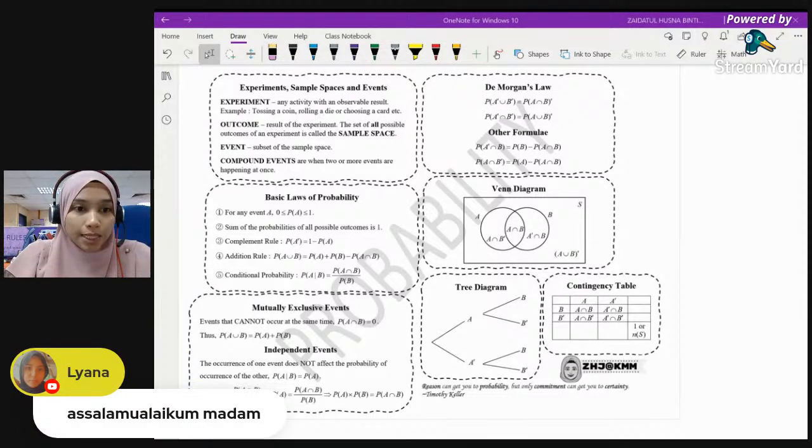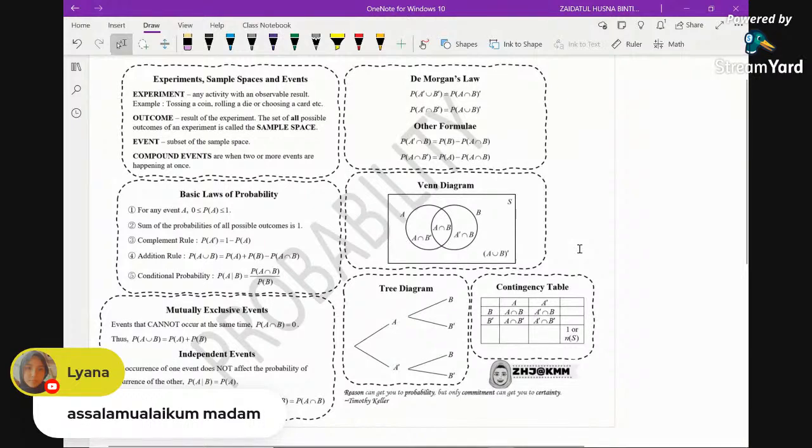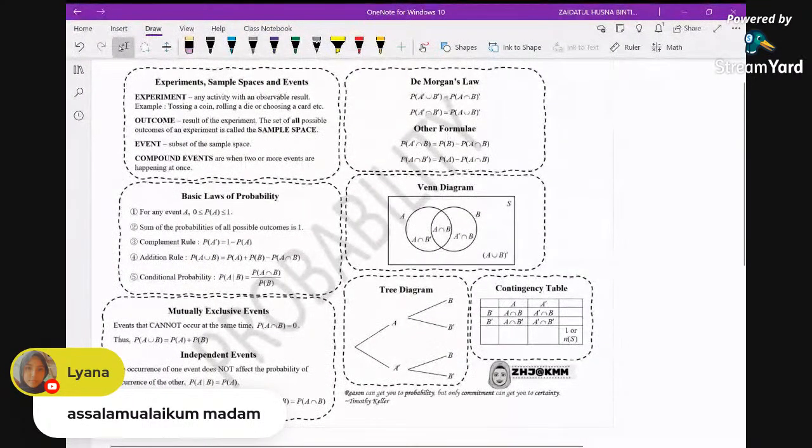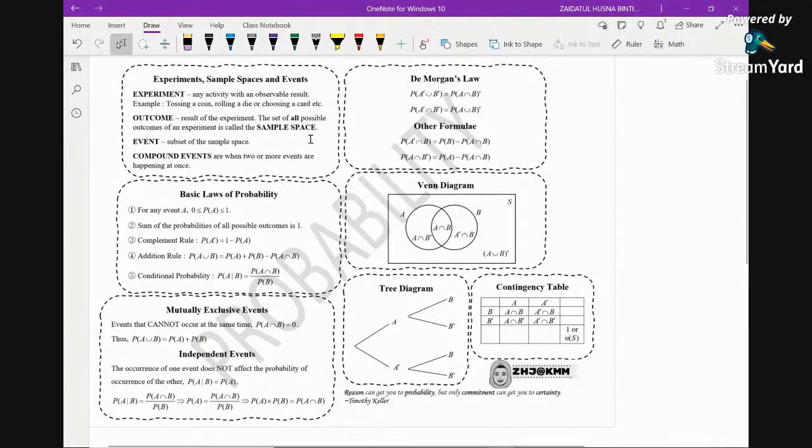Alright, so now let's begin the discussion. Today I will discuss past year questions which you can't find in your tutorial book. But before we discuss the question, let us recall the content in topic 8. Here we do have the summary. Let's go through the basic laws of probability. We will be applying this in order to solve the past year questions. We will be applying this quite a lot now.